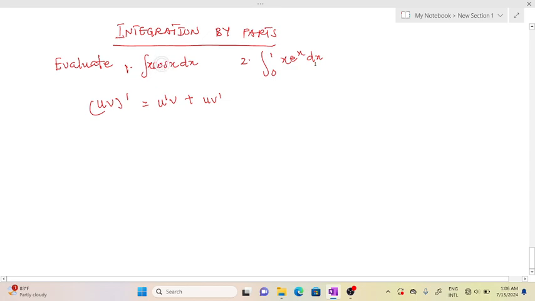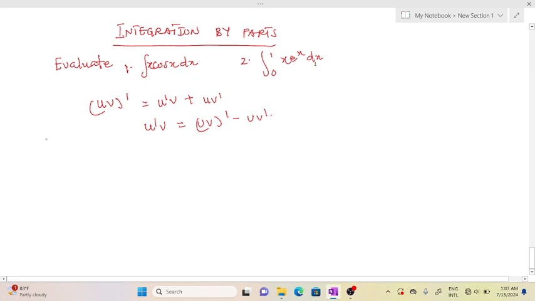In order to solve the integral of a product of two functions, you only have to express one as a derivative and one as an integral. You just divide it into two. All you are going to do is make any of these the subject. So you say that u prime v will be equal to (uv)' minus uv prime. Any of them is right.